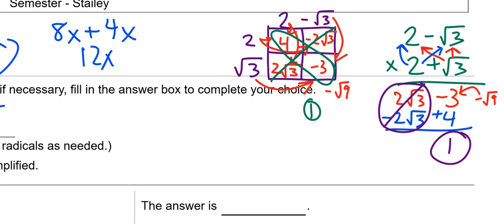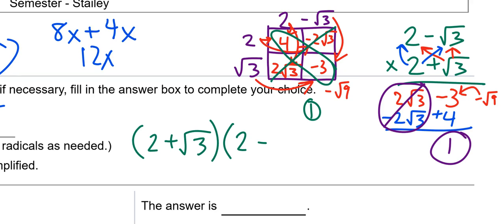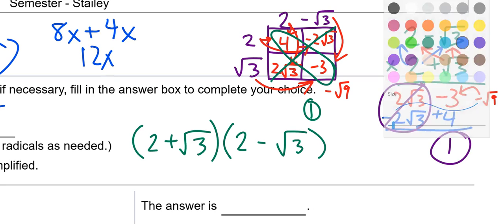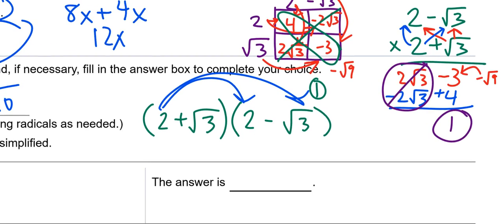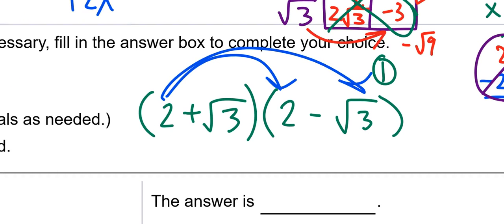The last method that we can do is more of a drone strike type of method. Things like this. Firsts, outsides, insides, lasts. They use this acronym to try to help me understand. I do the first, then I do the outsides, then I do the insides, and the lasts.